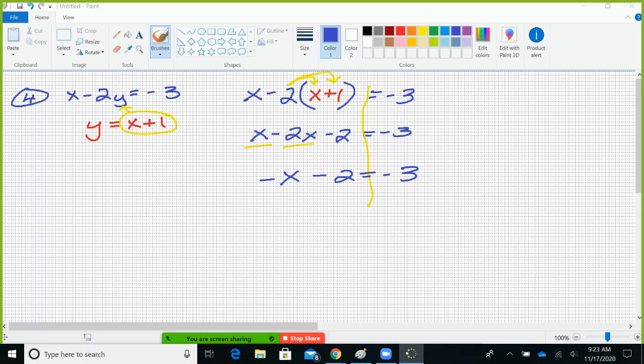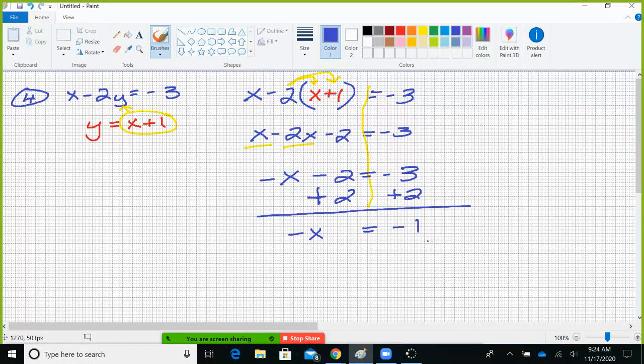Nice. You add the 2 to both sides. Perfect. So add 2 to both sides. And now we have negative x equals negative 1. Am I done?